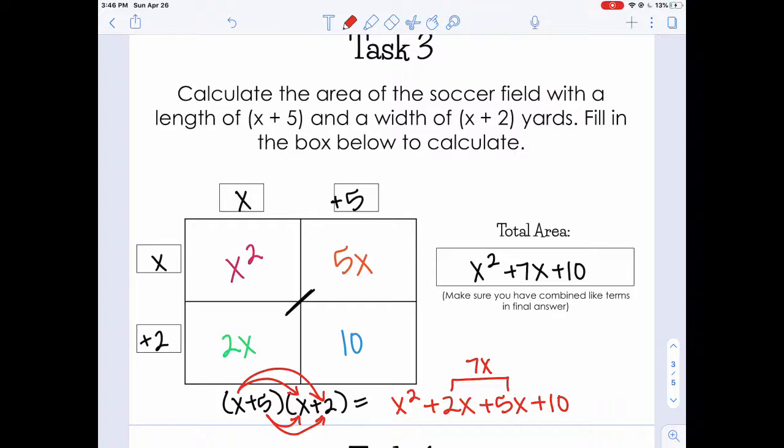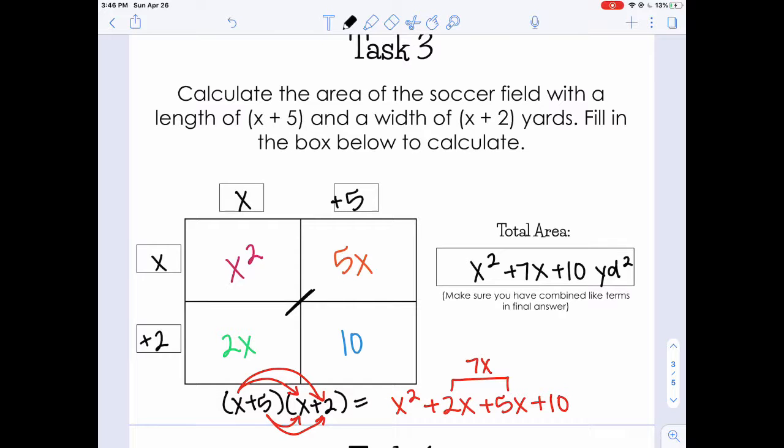And here our units were yards. So area is squared. So yards squared is going to give us that total area: x squared plus 7x plus 10. Okay, so again, we can use the area model. We can use distribution. They do the exact same thing. One is kind of a visual way, and the other one is just more procedural with that distribution.